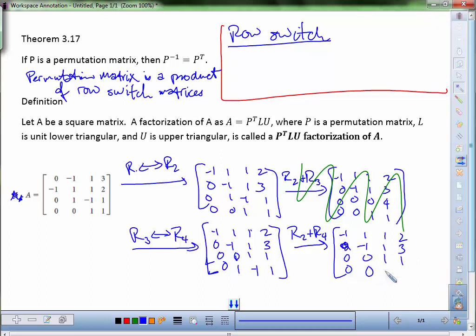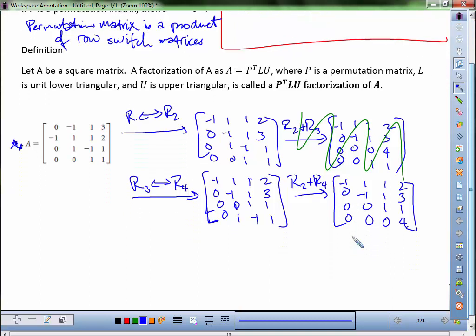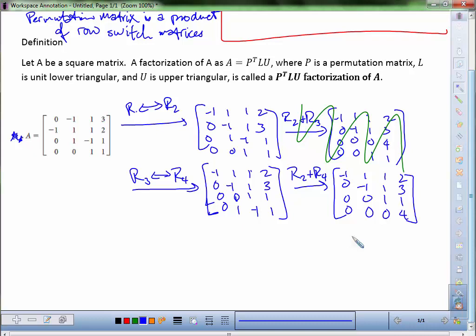So this will give me 0, 0, 0, and then the 3 and 1 is a 4. So this is a 0. So now I have my upper triangular matrix, and I should have enough information to find my lower triangular matrix as well. But before I did any of that, I did two things. I did two row operations that involve switches. Okay? So what I really did here is I have my A.